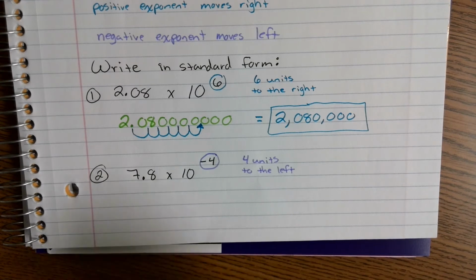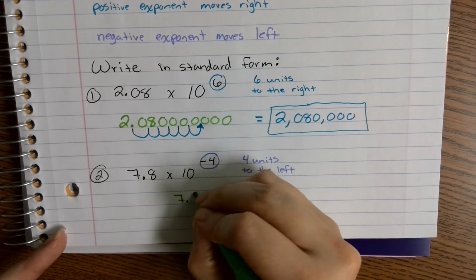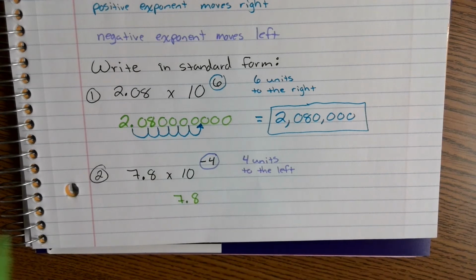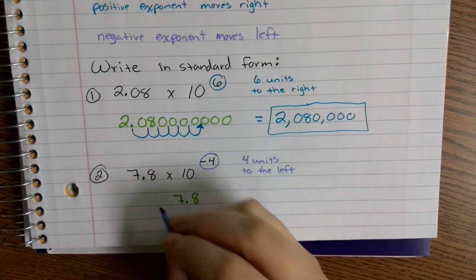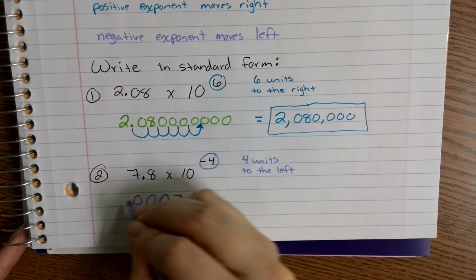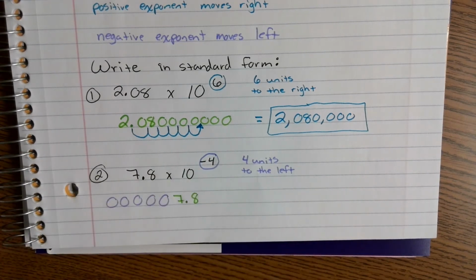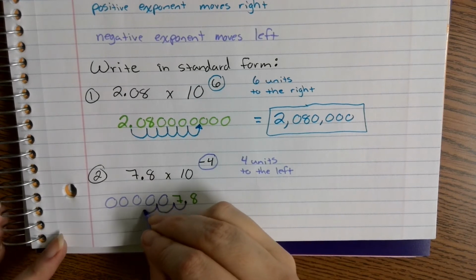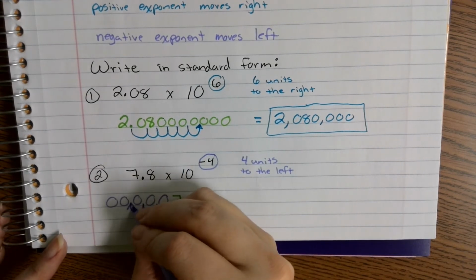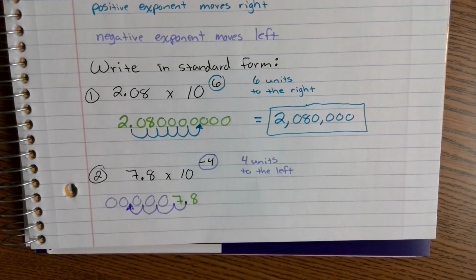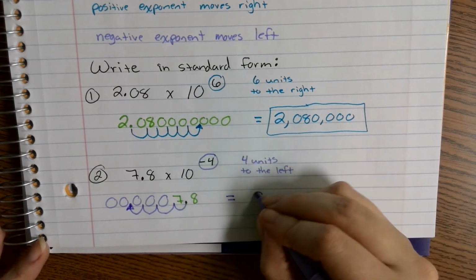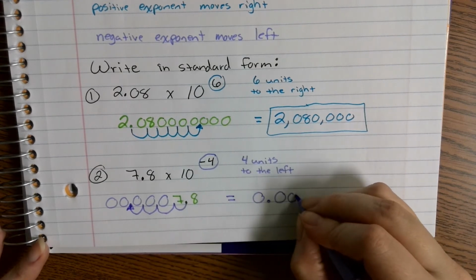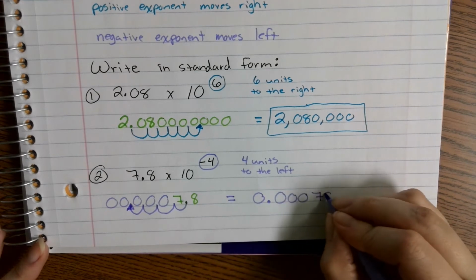So I start off with 7.8, but again, I'm having to move to the left. So where should I put my zeros? To the left. So I'm going to put a few zeros to the left of it. And now I just have to move my decimal to the left. 1, 2, 3, 4. So that means in standard form, it is 0.00078.